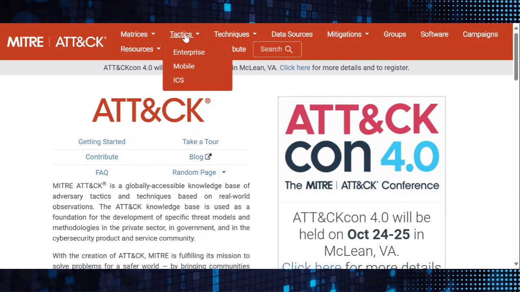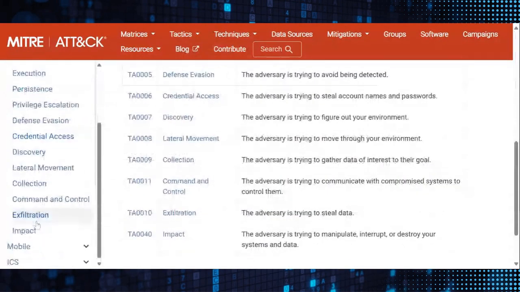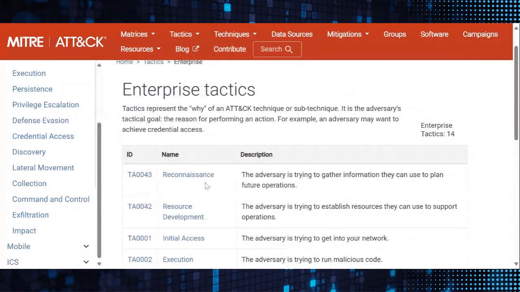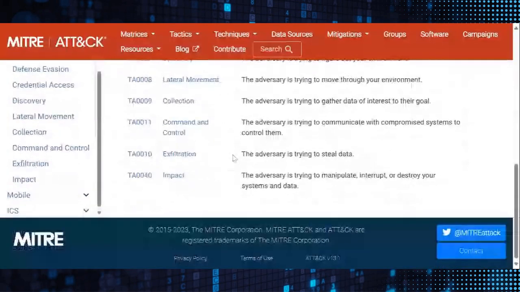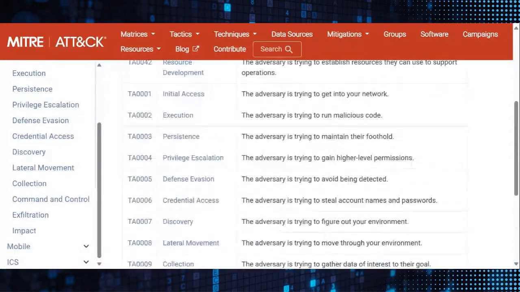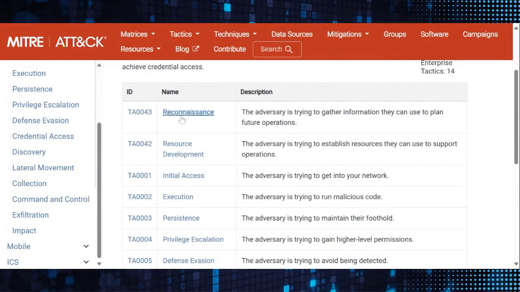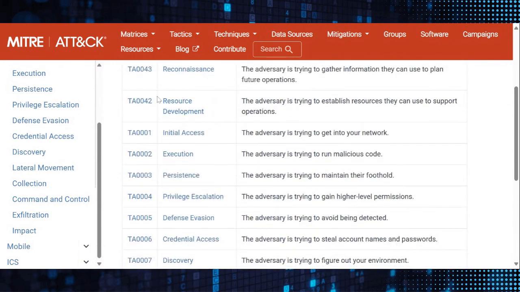The tactic is the high-level objective that the adversary wants to achieve. We have 14 tactics, and these are the high-level objectives or goals that the adversary wants to achieve. For example, we have reconnaissance, same as the cyber kill chain. We have resource development, where the adversary wants to buy and establish the resources they will use for their operation.